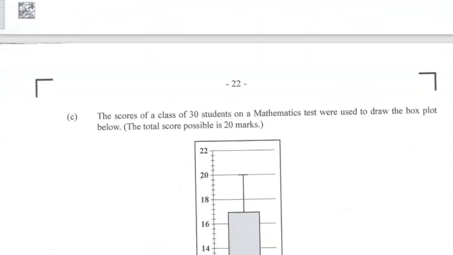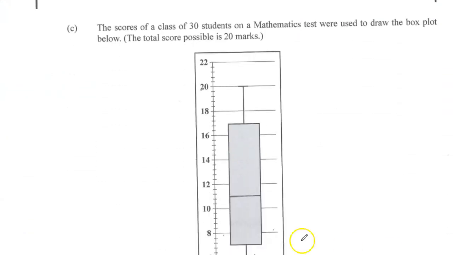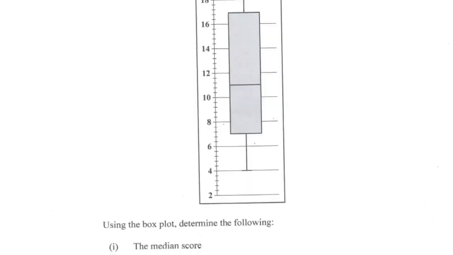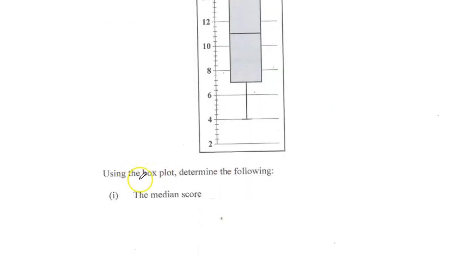Next. The scores of 30 students on a math test were used to draw the box plot below. So the box and whisker plot is there below. The total possible score is 20. What are we asking now? Use the box plot to determine the following: the median score.